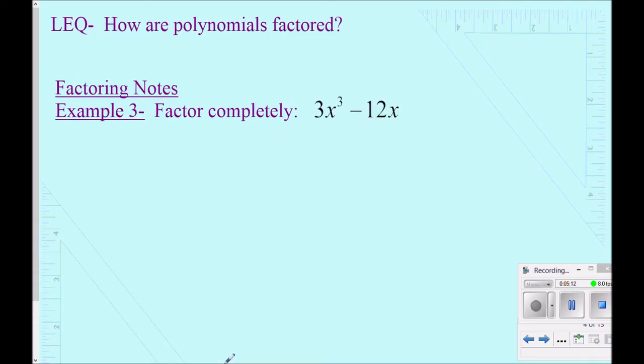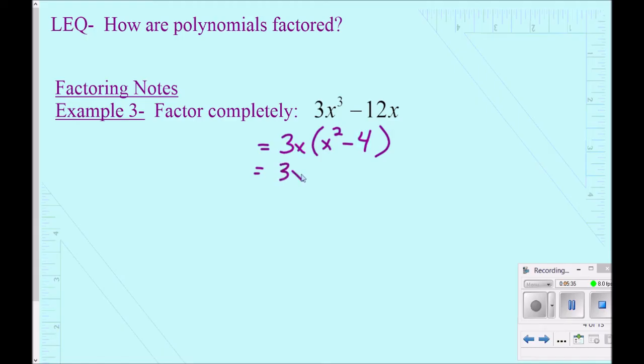Number 3. So we always check for GCF first. We see 3x is a GCF. So I pull that out. When I pull that out, I'm left with 3x times x squared is 3x cubed, and minus sign 3x times 4 is 12x. This time I'm checking that I see two terms, minus sign, and both terms are perfect squares.